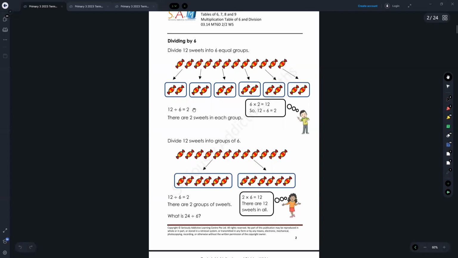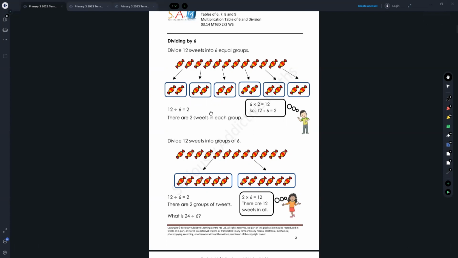Now, if we don't draw it out, how do we make use of the 6 times table? Well, if they remember 6 times 2 equals 12, then they should connect them, and know that 12 divided by 6 equals 2. It's like a multiplication fact family. 12 divided by 6 equals 2.